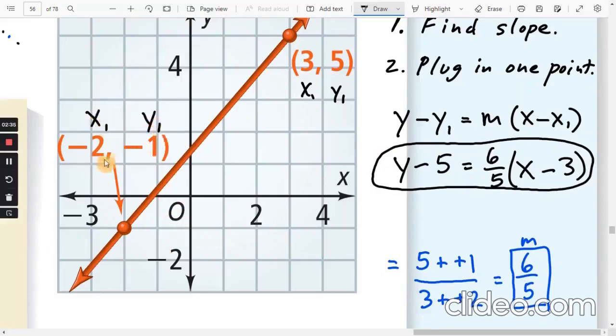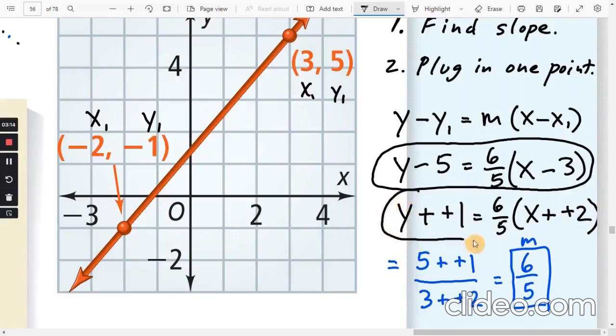Why don't you pause and try to do it with this point here. All right, y minus y1 is going to be y minus -1, and that's going to equal 6/5. The slope doesn't change, 6 over 5, times x minus x1, but x1 is -2. As you can see, in both cases, we have two negatives in a row, so you can just make it positive. And that's it. Y plus 1 equals 6/5 times x plus 2.